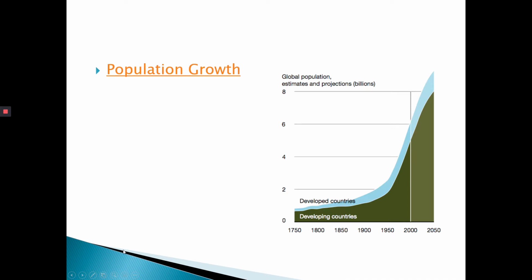So in looking at migration, one of the things to remember is that we have an increase in the world's population really since the early 1900s. We have a dramatic increase in the population of the developing countries. As you can see from this graph, the area shaded in blue has remained relatively constant since the 1900s. However, the population in the developing countries of the world has increased dramatically.